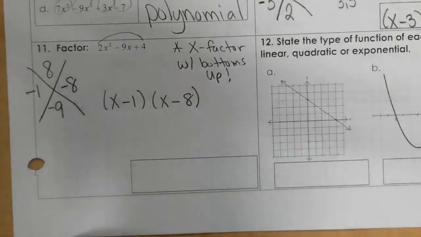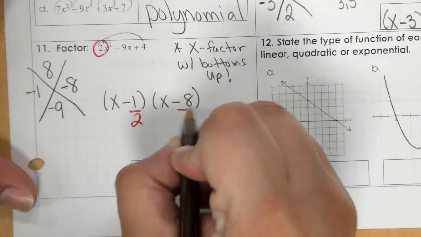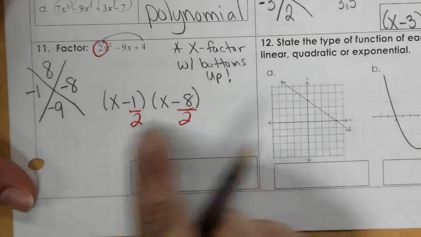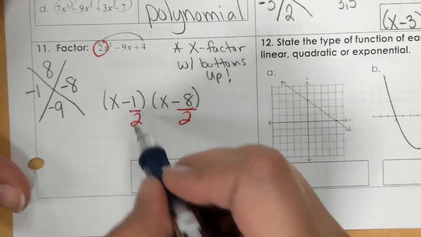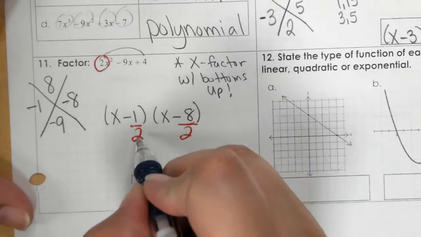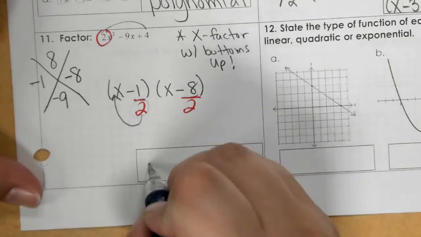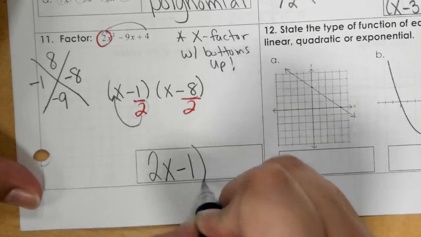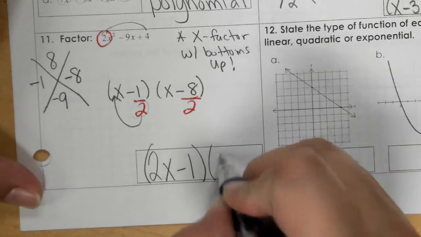But because I have this 2 in front, I have to divide both of these terms by 2. So I ask myself, can this divide? Can it reduce? The answer is no, it cannot. So you bring the bottom number up, and you would say 2x minus 1. Here we divide, and we just get x minus 4.